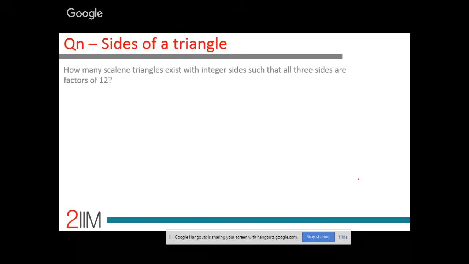Super. Now let's get to the real thing. We will be doing theory every now and then, but I don't want to do all the theory in one shot. So let's do a few questions and then we'll swing back to theory. How many scalene triangles exist with integer sides such that all three sides are factors of 12? And so whenever you're broadly given factors of 12, you can make the assumption they're integral factors of 12. How many scalene triangles exist with integer sides such that all three sides are factors of 12?